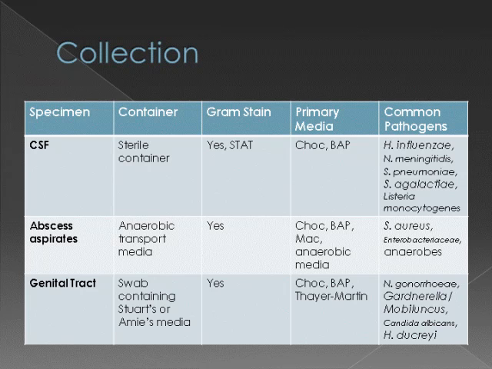These are collected on a swab containing Stuart's or Amies media. They are gram stained, and then they are plated to chocolate, blood agar, and Thayer-Martin. Common pathogens that we might see in a genital tract specimen include Neisseria gonorrhoeae, Gardnerella, Mobiluncus, Candida albicans, and Haemophilus ducreyi. Now keep in mind the specimen collection criteria that I have listed here for you come from your textbook. When you are in your laboratory, follow your own laboratory's protocol for what media you're going to be plating to, whether it's gram stain or not, and what you're going to be screening for.